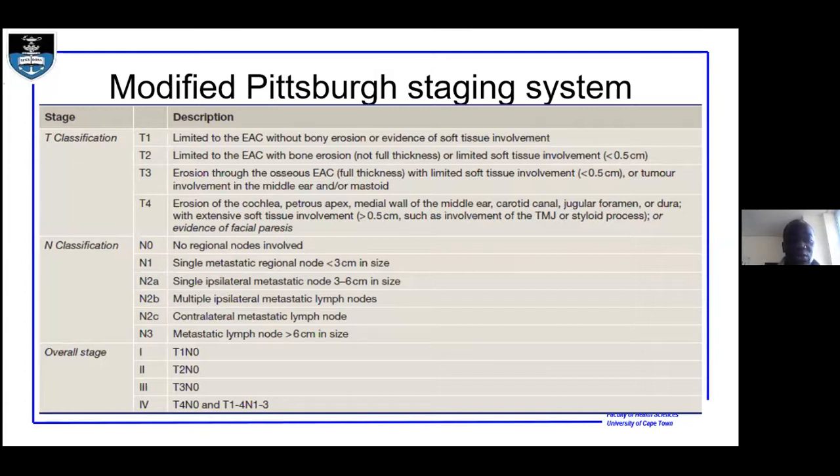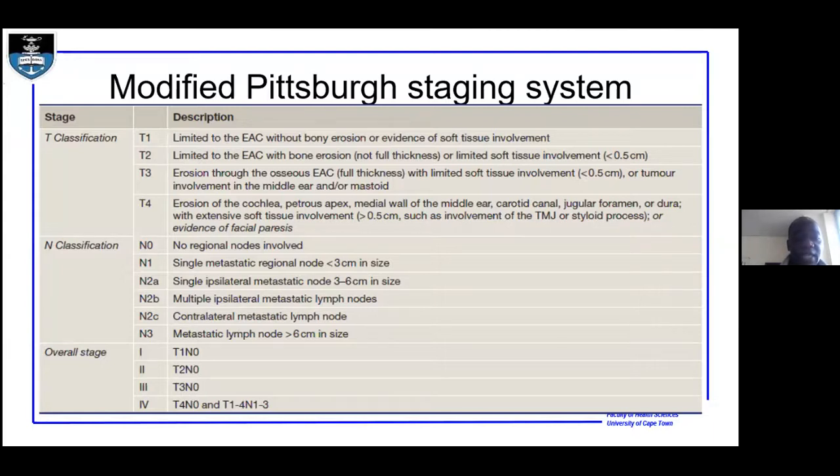T3 is erosion through the osseous EAC, full thickness, with limited soft tissue involvement, less than 0.5 centimeters, or tumor involvement in the middle ear and/or mastoid. Then once you get to T4, you've got erosion of the cochlea, extensive spread of the tumor involving the cochlea, the petrous apex, the medial wall of the middle ear, the carotid canal, the jugular foramen, or dura, with extensive soft tissue involvement of more than 0.5 centimeters. And also if there's any evidence of facial paralysis, that upgrades the tumor to a T4.